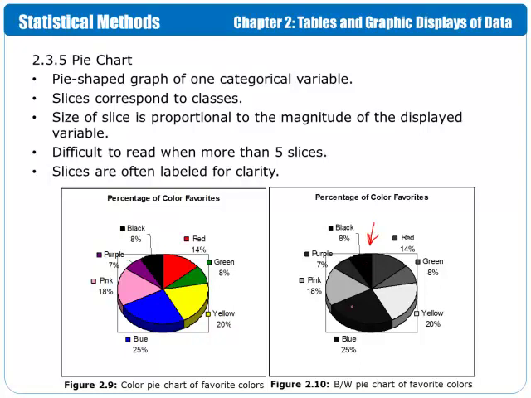For example, the black looks very similar to the blue, the red looks fairly similar to the purple, and the yellow looks fairly similar to the pink. Imagine if these labels were not there, we would not be able to see which color was which. And so it's very important to have labels when using a pie chart.